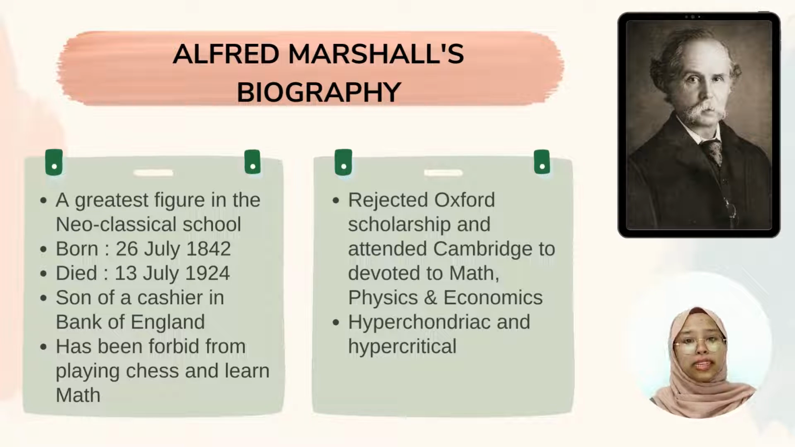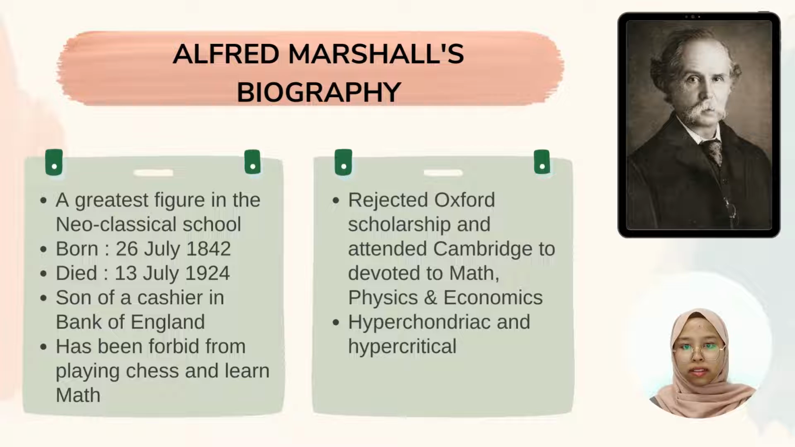Next, I will discuss a little bit about Alfred Marshall's biography. Alfred Marshall is a creative figure in the neoclassical school. He was born on 26 July 1842 at Bermondsey, London, and died on 13 July 1924. His father, William Marshall, was a cashier in the Bank of England and the author of a tract called Men's Rights and Women's Duties.